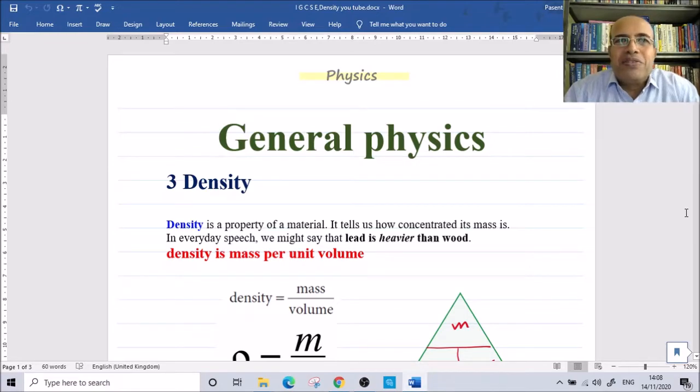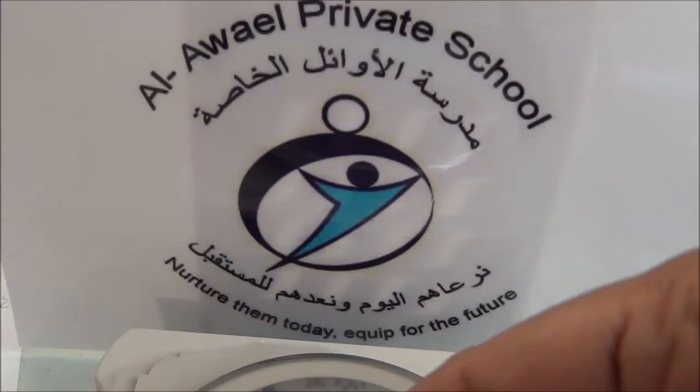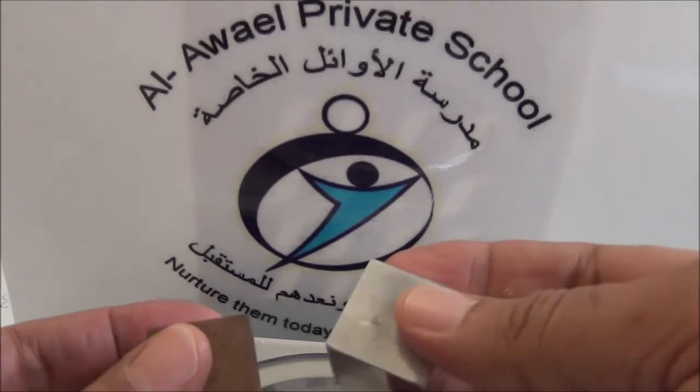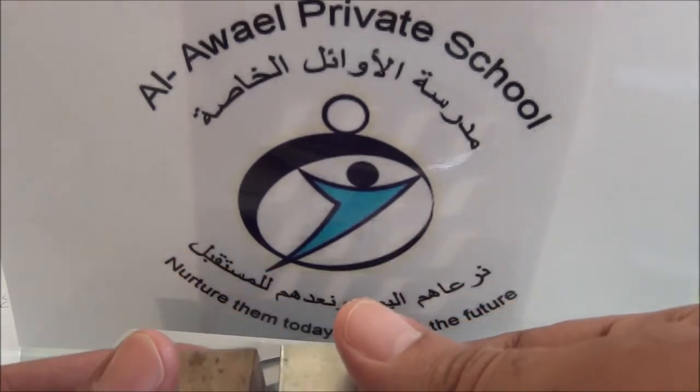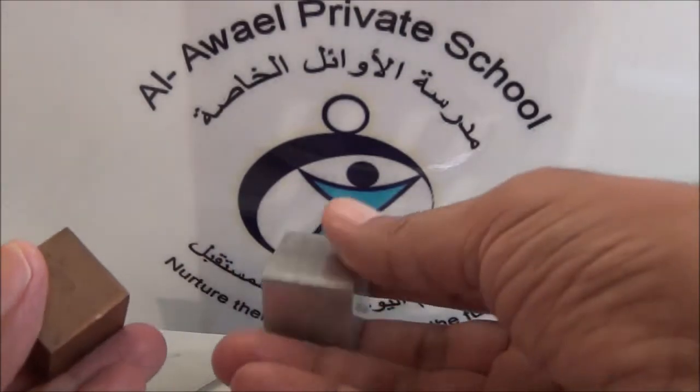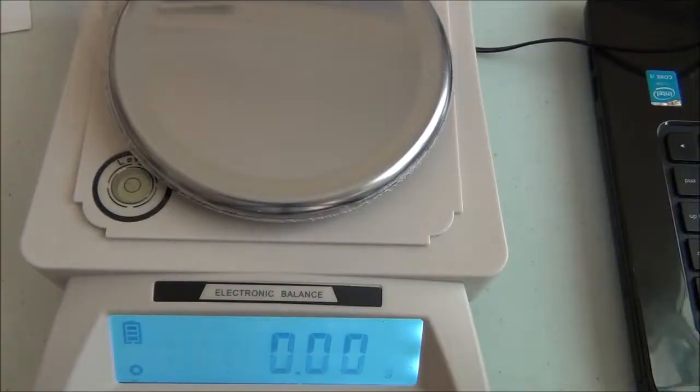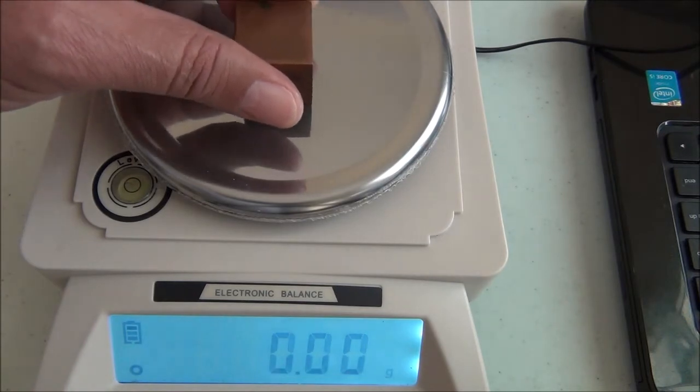What do you mean by density of object? Let us see. Density is how heavy a material is. Here we have two materials, but this material is heavier than this. We can check by using the balance. This is the first material.